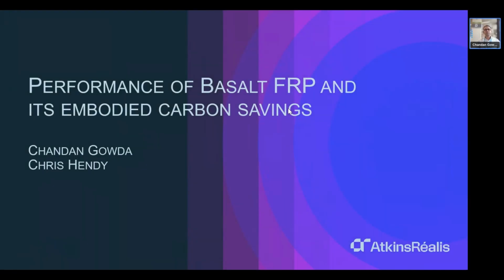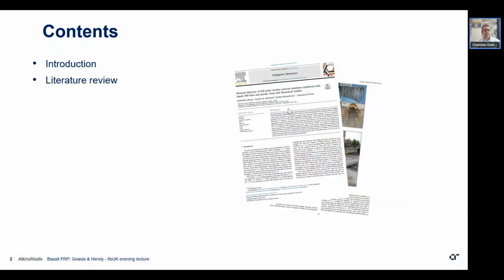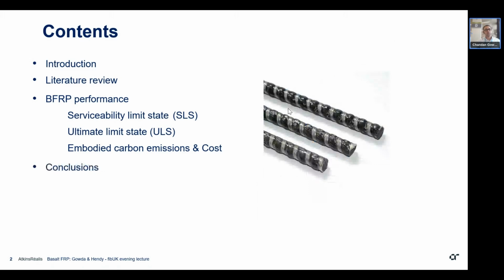I'll be presenting on the performance of Basalt FRP and the embodied carbon savings we have by using Basalt FRP as the internal reinforcement. I've divided this presentation into 4 parts. Firstly, an introduction on why this research is required, followed by an existing literature review, and then the performance enhancement of serviceability of BFRP reinforced beam, very similar to what Rabi has done, but in terms of SLS, ULS, embodied carbon emissions, and cost. And finally, based on all the results we have obtained, we'll come to some conclusions.